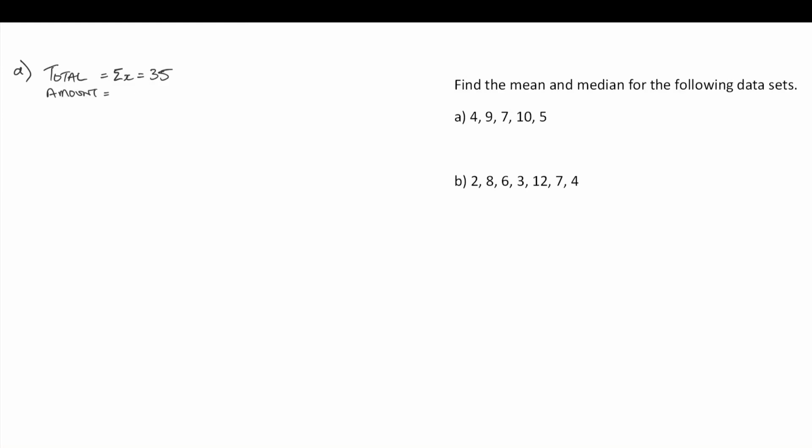The amount of values, we also have notation that we use here as well. For the amount, the frequency, the total, we use the letter n. N in statistics represents the amount or the number of something that we're interested in. So here, n is 5. The amount of values is 5. The mean, we can calculate that. At GCSE, you would have said the total divided by the amount. We're moving towards sigma x over n, and there we get an answer of 7. The mean of this data set is 7.